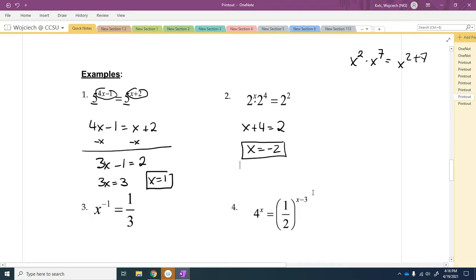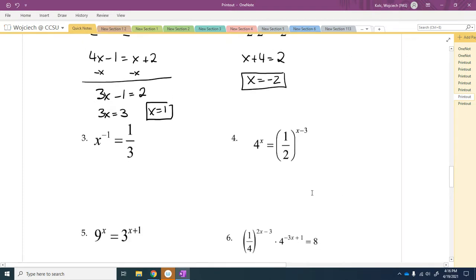Question number 3 is again the tricky one because of negative exponents. One way to do this problem is to rewrite x to negative first as 1 over x. So this will be 1 over x is equal to 1/3. And in mathematics, if the numerators are the same, the denominators have to be the same. So therefore, x is equal to 3. Now, your teacher may present this in a different way, and that's fine, okay, as long as you understand this. But one way to solve this problem is to rewrite x to negative first as 1 over x.